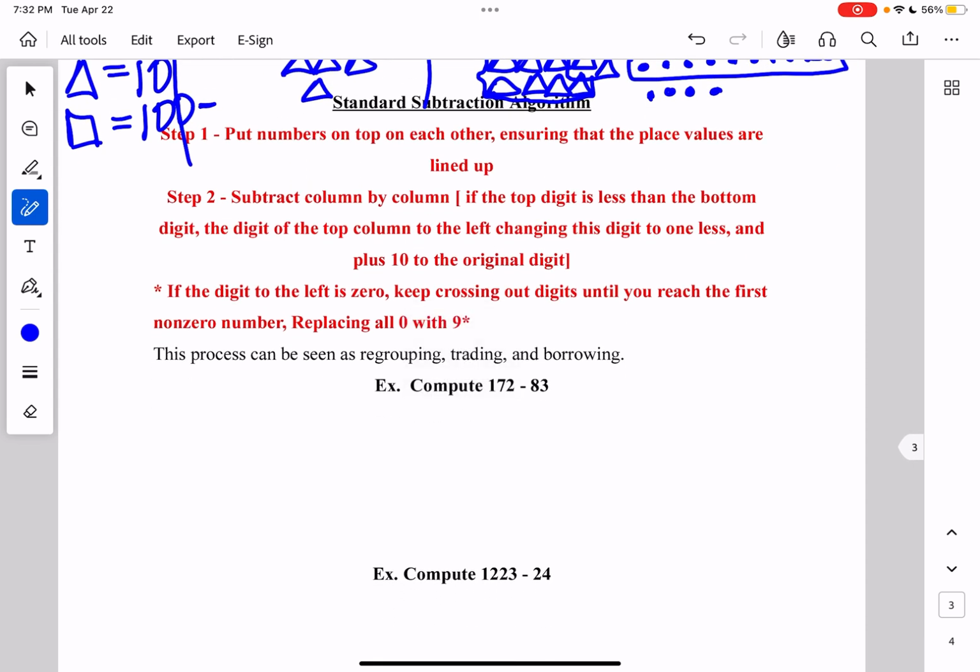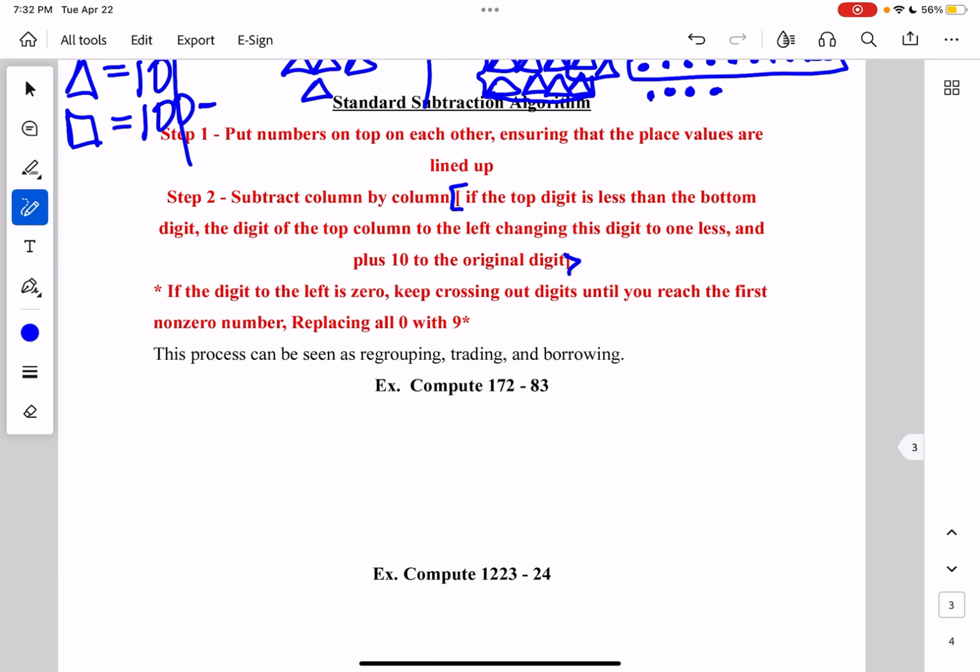Now for the standard subtraction algorithm, again, it is broken into steps and it kind of gets a little tricky, so make sure you're paying attention. Step 1, just like addition, you're going to put the numbers on top of each other, ensuring that the place values are lined up. Step 2, subtract column by column, and I really want you guys to pay attention to this right here. If the top digit is less than the bottom digit, the digit of the top column to the left changing is going to be 1 less, plus 10 to the original digit. And we're going to see this in the examples below.